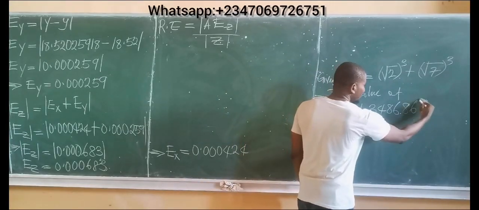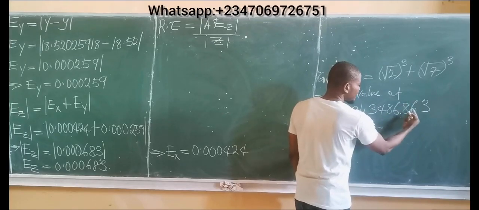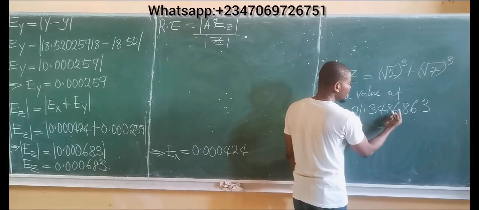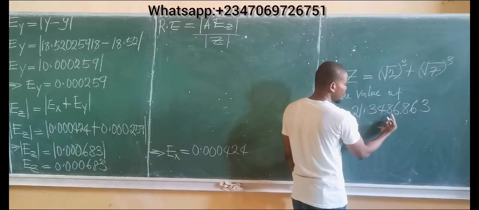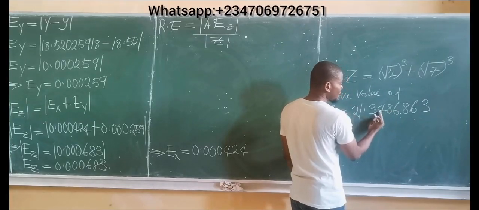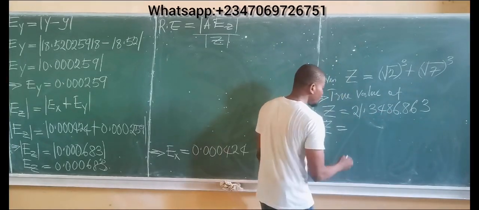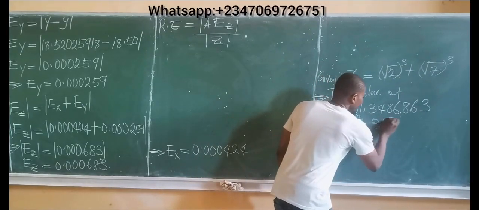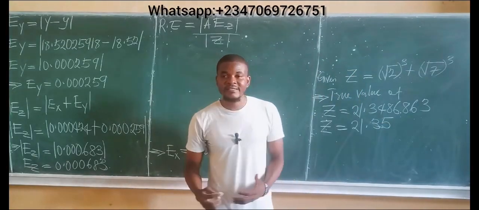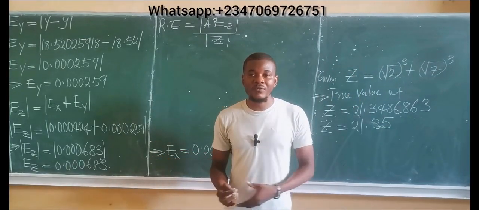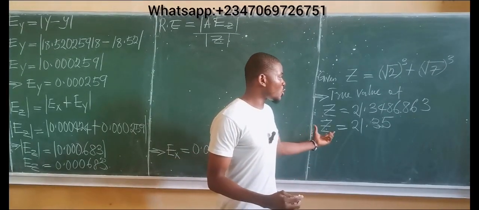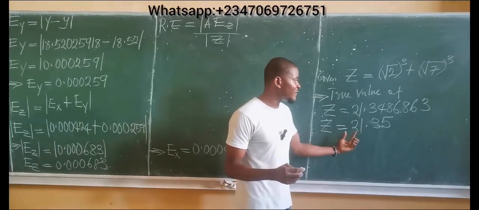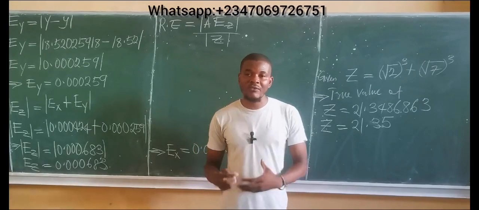If you round off 3, you have 6. If you round off 6, that means 8 becomes 9. If you round off 8, that means 6 here becomes 7. If you round off 6, 8 here becomes 9. If you round off this 9 now, this 4 automatically becomes 5. So to 4 significant figures, the true value of z is given simply as 21.35. This becomes the true value of z. Since the absolute error in z was given in 4 significant figures, that means we find the true value of z in 4 significant figures. And in 4 significant figures, we simply have 21.35. That becomes the true value of z.